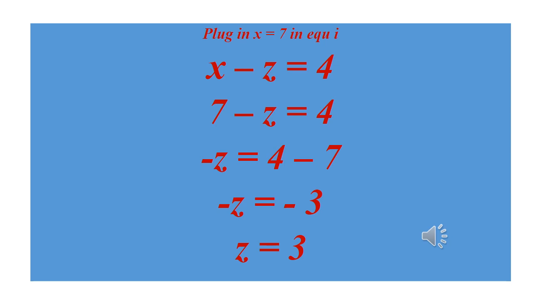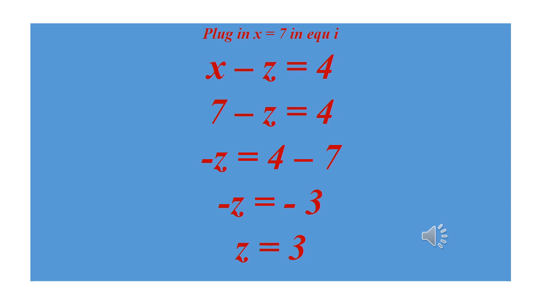We plug in the value of x, which is 7 now, in any of the equations. Let's pick equation 1. So we replace x by 7. So we now have 7 minus z equals 4. Now minus z, if you collect the like terms, minus z equals 4 minus 7, because that's plus 7.